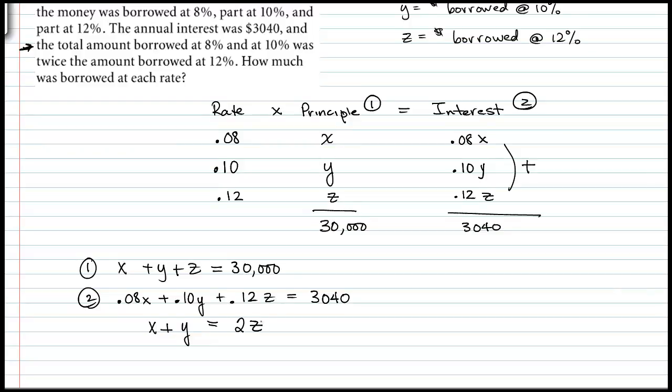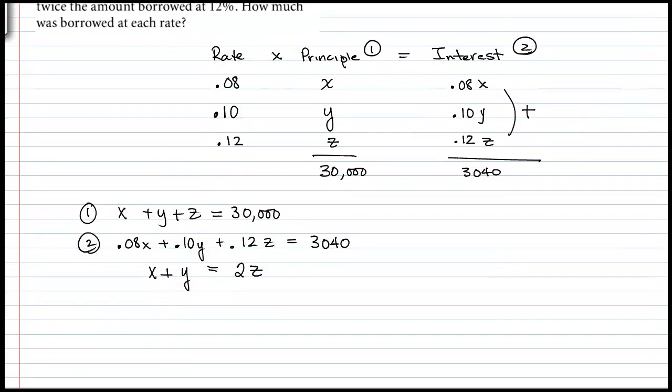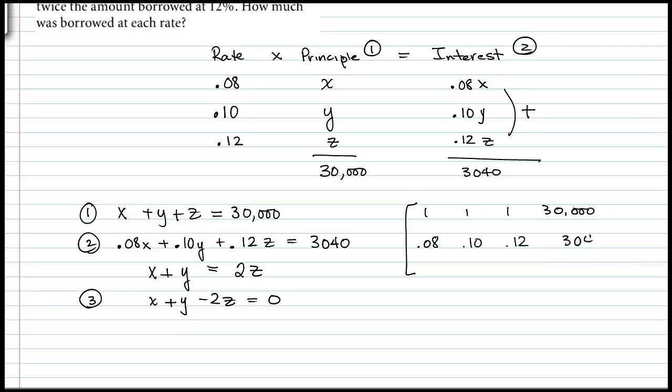So since we're talking about money, we're looking for the variable and not the percentage. But for equation 3, it's got to be in proper format. Let's subtract the 2Z from both sides. And that means that my augmented matrix is going to be 1, 1, 1, and 30,000; 0.08, 0.10, 0.12, 3,040; and 1, 1, negative 2, and 0 for row 3.